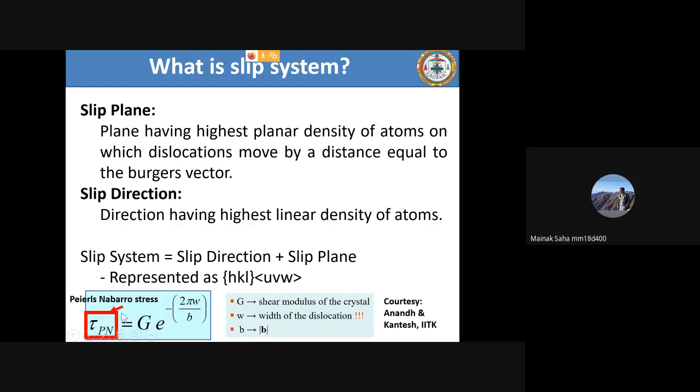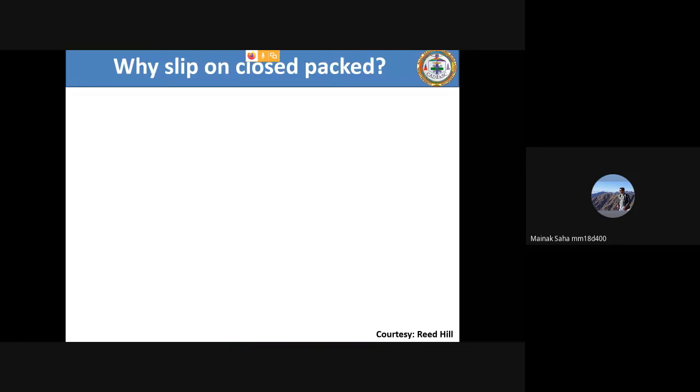So this means this is going to drastically go down, right? This is going to go down. If this is going to go down, it means that it is energetically favorable for a dislocation to travel on a slip plane in a slip direction, correct? Yes, sir. Okay, so you can also read more about it. Since it's a very short class, I just wanted to give you a brief idea. So just quickly moving on to the next slide.